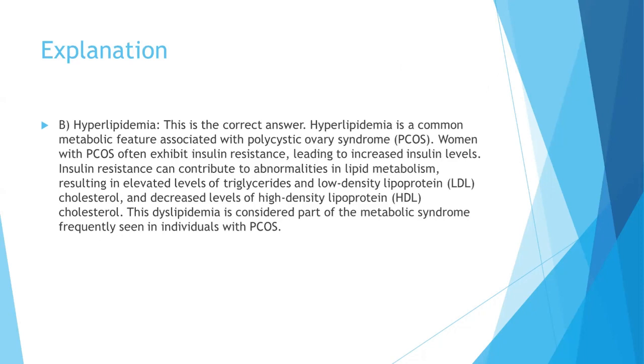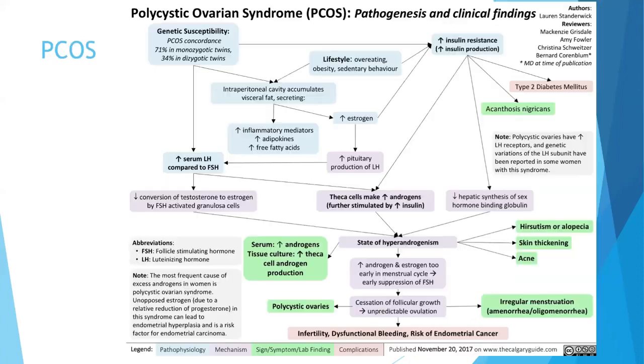So hyperlipidemia is a common metabolic feature associated with polycystic ovarian syndrome, and women with PCOS often exhibit insulin resistance, leading to increased insulin levels. Insulin resistance can contribute to abnormalities in lipid metabolism, resulting in elevated levels of triglycerides and low density lipoprotein cholesterol, and decreased levels of high density lipoprotein. This dyslipidemia is considered part of the metabolic syndrome frequently seen in individuals with PCOS.